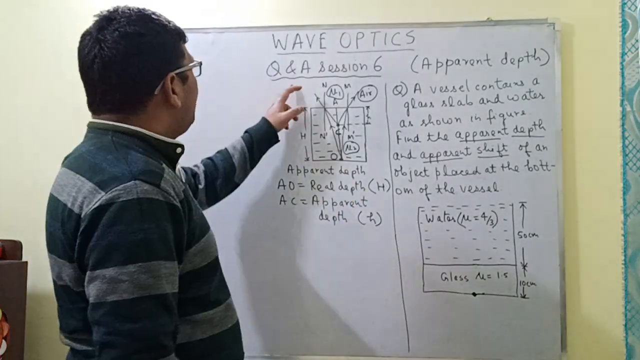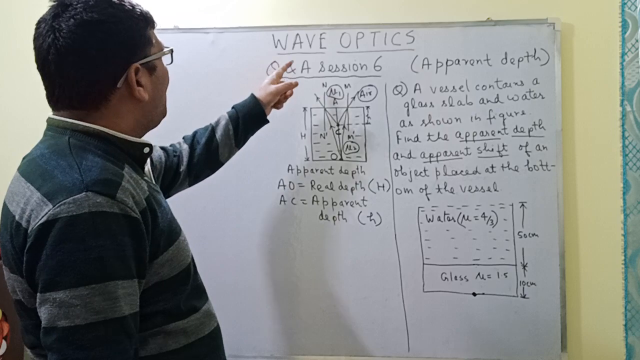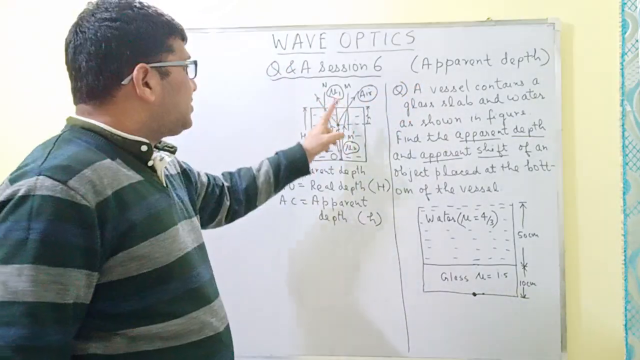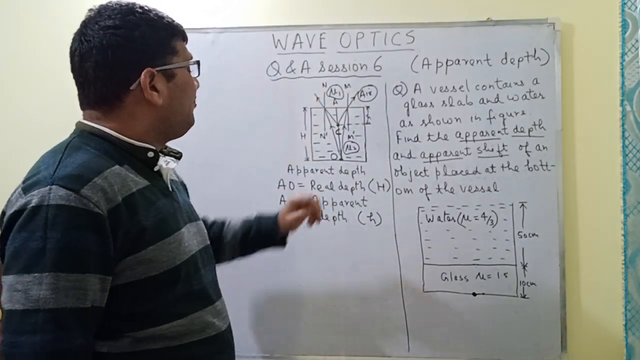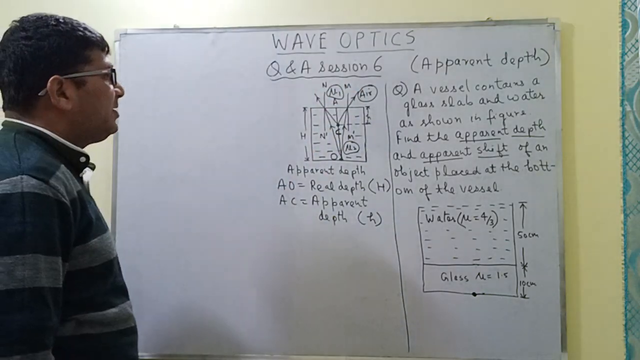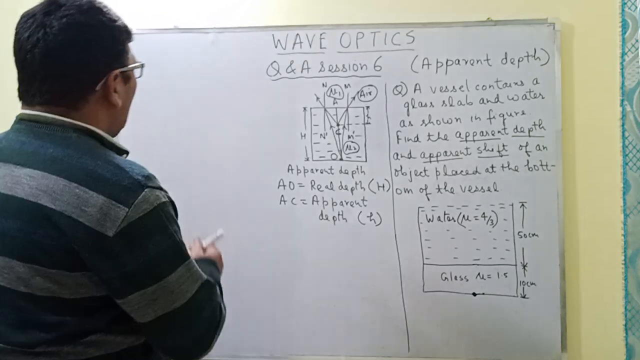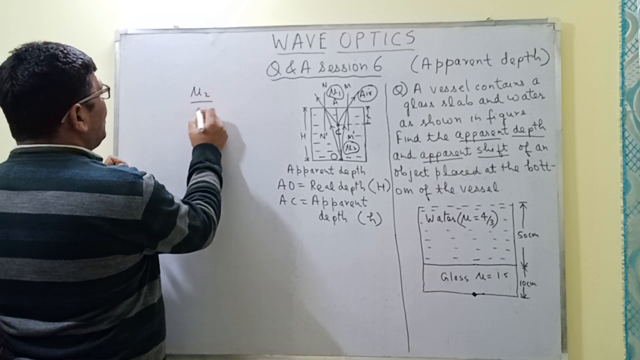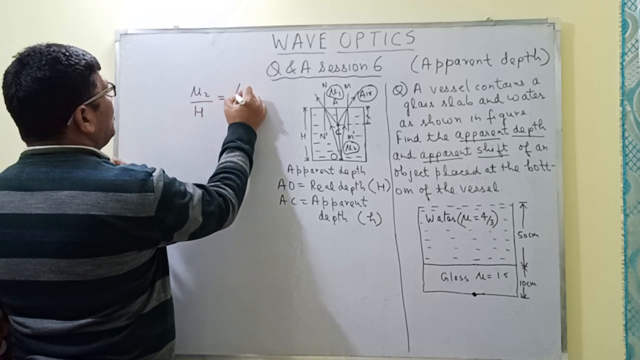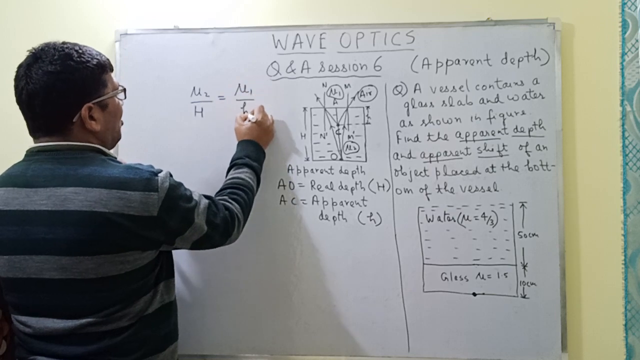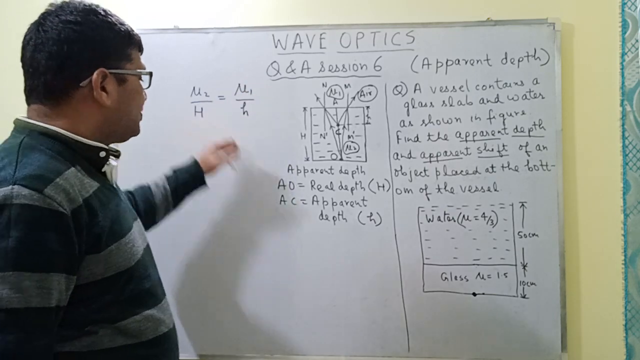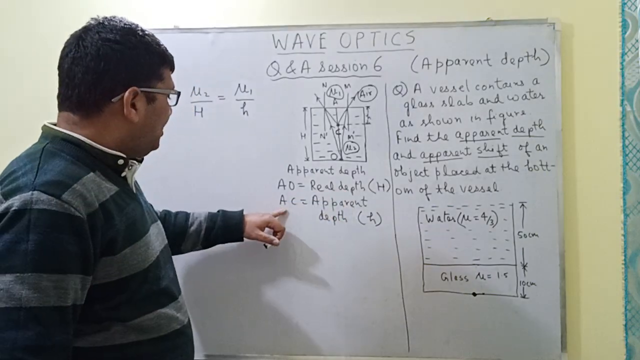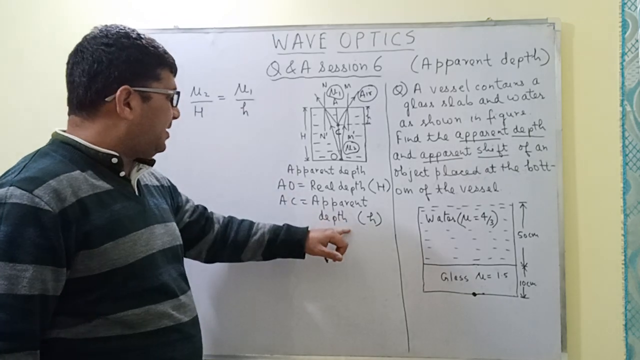Welcome back everyone. Today is the Q&A session 6 from the chapter of wave optics and the topic is apparent depth. So this session is in continuation of the session number 5. In the session number 5 we have derived one equation, that is mu2 divided by capital H is equal to mu1 divided by small h, where capital H was the real depth of an object and small h was the apparent depth.